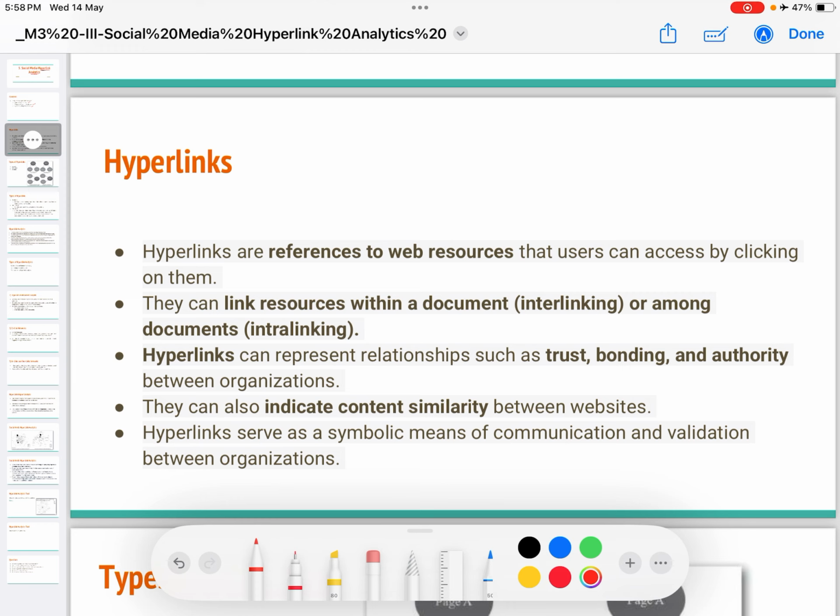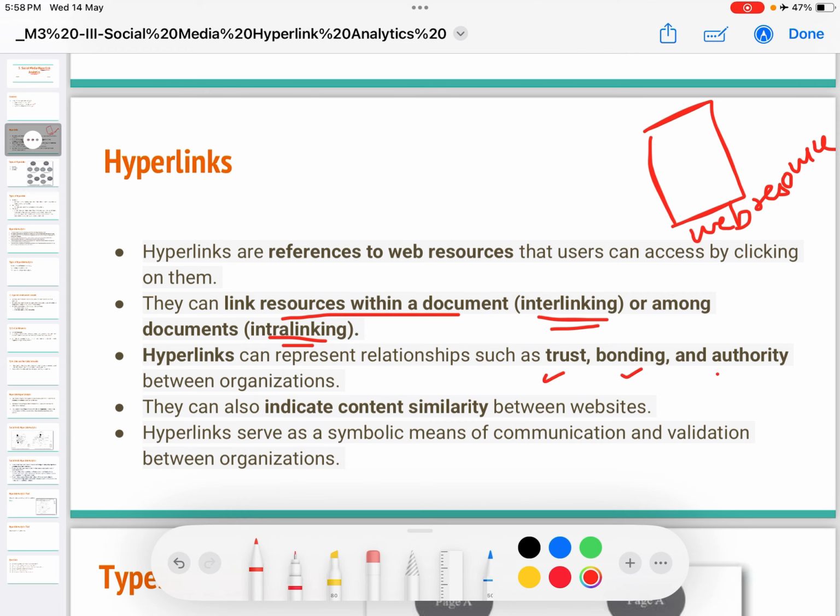Hyperlinks are nothing but references to web resources which the user can access by clicking on the hyperlink. They can link resources within a document, which is called interlinking, or among documents, intralinking. Hyperlinks can represent relationships such as trust, bonding and authority between organizations. They can also indicate content similarity between websites: how much content is similar between two websites? Hyperlinks serve as a symbolic means of communication and validation between organizations.